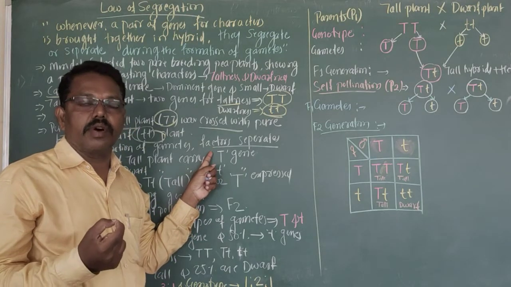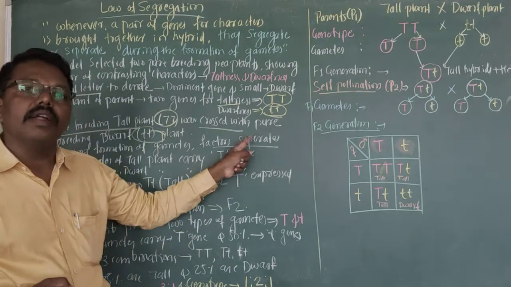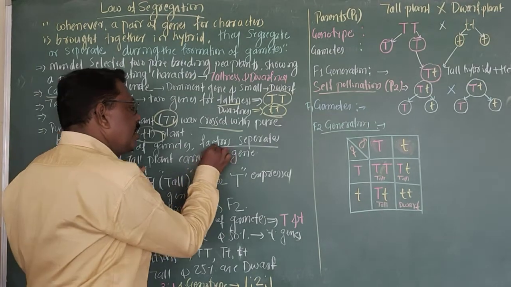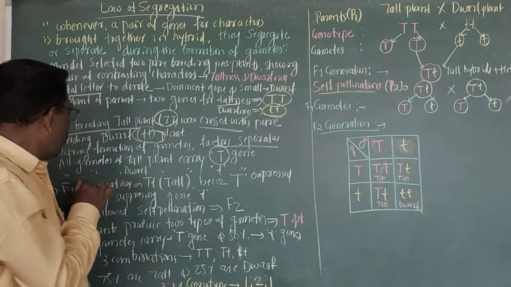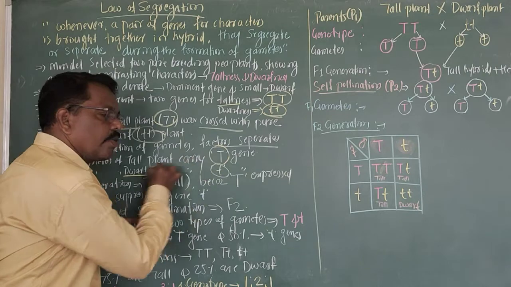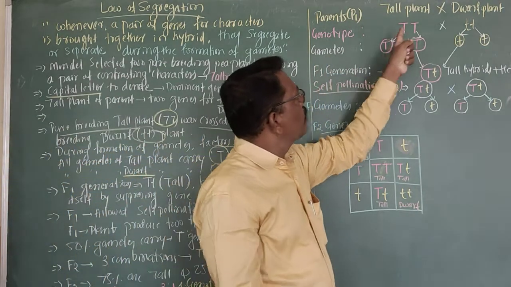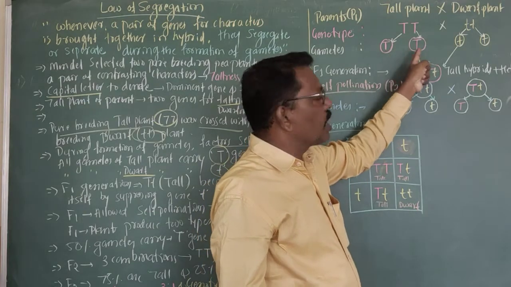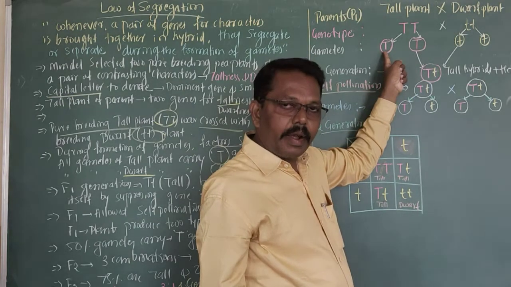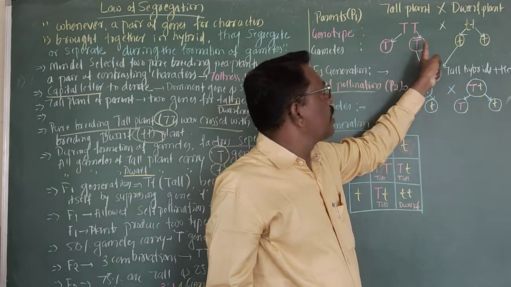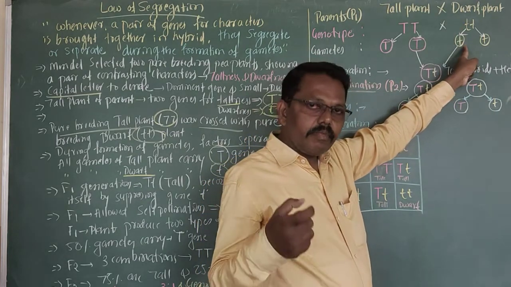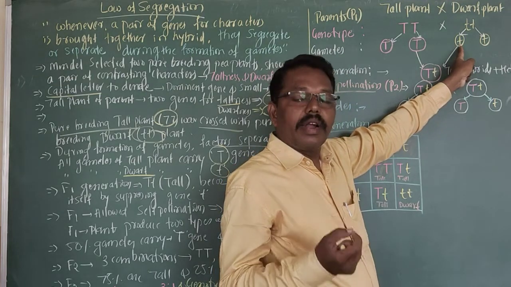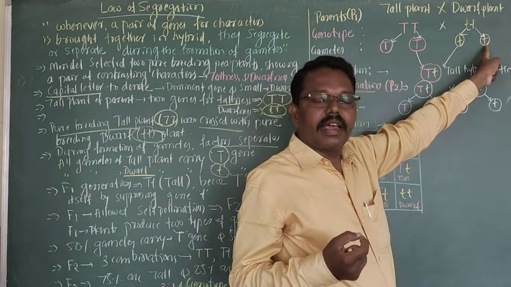Now we can call them as what? Genes. Okay. The factors, they will become what? Segregate or separate. Hence, all the gametes of the tall plant, they will carry capital T genes, as well as all the gametes of the dwarf plant, they will carry what? Small t genes. Okay. Here, tall plant, all the gametes. Here, I will mention two gametes are there. Then one gamete carries the capital T, and the other gamete carries the capital T. Then the dwarf plant, it will produce which one? During formation of the gamete, which one? One gamete carries the small t, and the other gamete carries the small t.